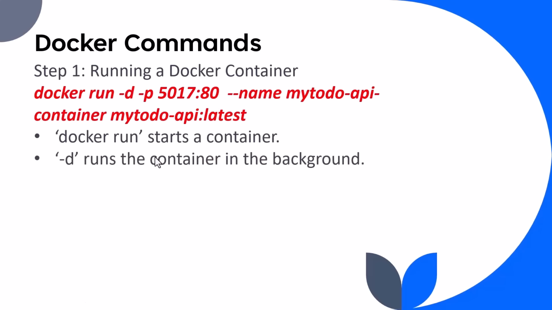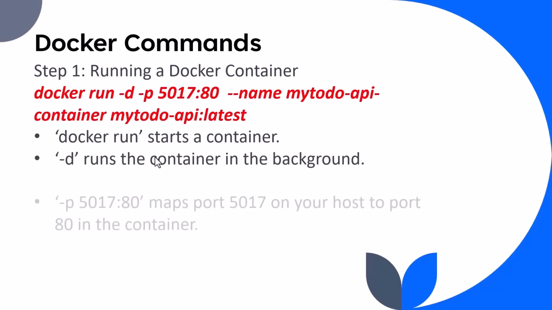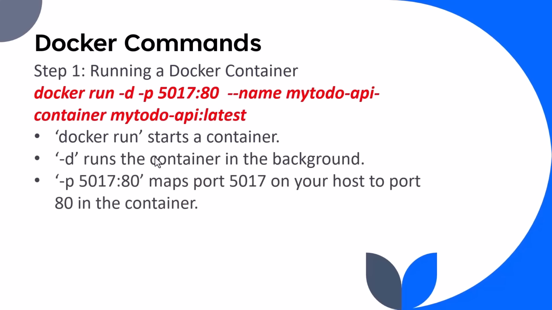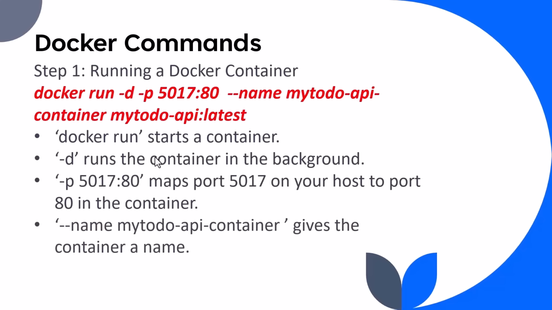Let us quickly review. Docker run starts the container, -d runs the container in the background, and this maps port 5017 on your host to port 80 in the container. The --name my to do API container gives the container a name, and my to do API latest is the image to use.